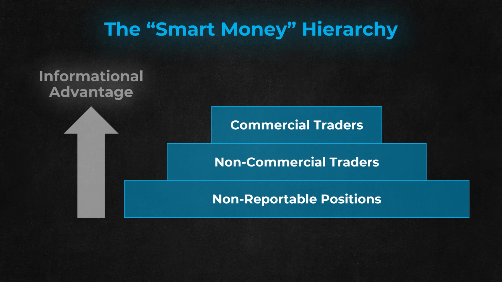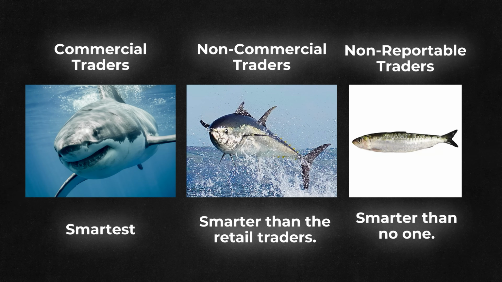Notice that there is a hierarchy of informational advantage here. The non-commercial traders have an advantage over the non-reportable traders. So in the eyes of retail traders, the non-commercial traders like hedge funds are the smart money simply because they are smarter, not because they are the smartest. However, in the eyes of non-commercial traders like hedge funds, the commercial traders are the smart money.